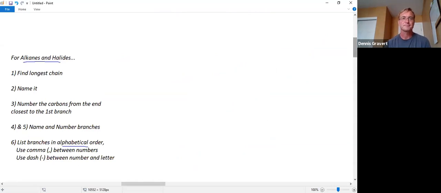Let's do another one. Where's my marker? Let's draw 4 in a row. And then I'm going to put 2 carbons branching off like that. And I'll take another 2 carbons and branch it off like that. Cool. So, step 1, find the longest chain. Why don't you pause it and find out where the longest chain is. How many carbons in that longest chain? Did you get 6? Yeah.